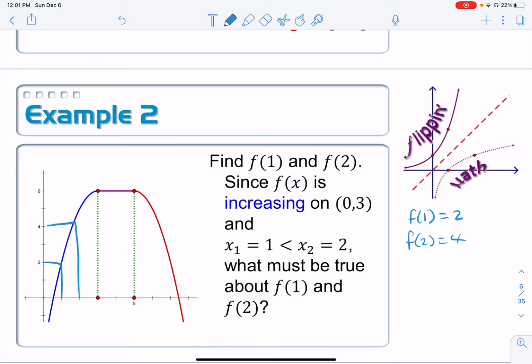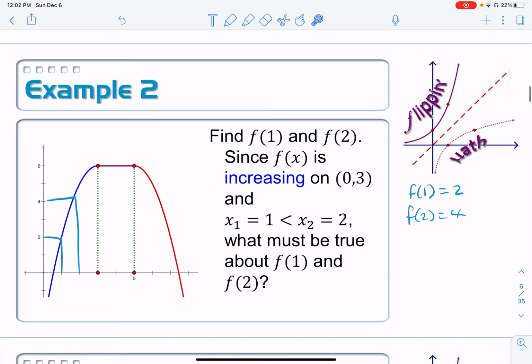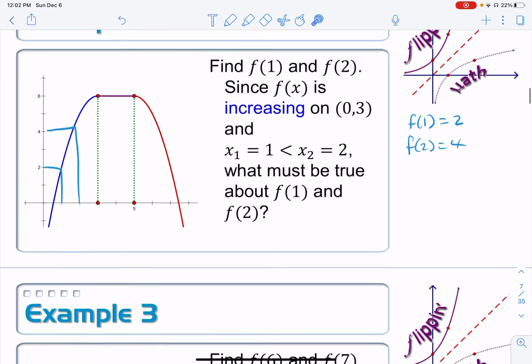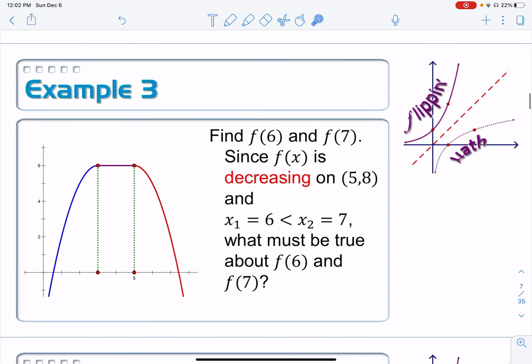And so what I want you to notice about this, since it is increasing on this interval, the x value of 1 is less than this x value of 2. And if it's increasing, then that means that the y value at 1 must be smaller than the y value here at 2. It's another way of saying that as the x's are getting bigger, the y's are also getting bigger. So that's what it means for it to be increasing. We'll write something down algebraically in just a minute, but let's take a look at decreasing.